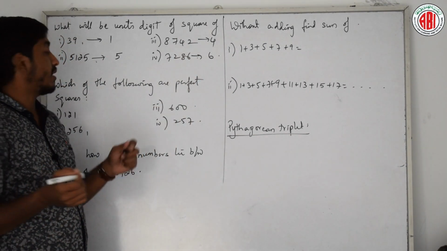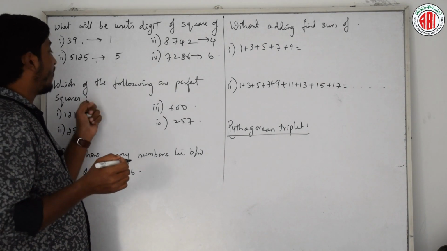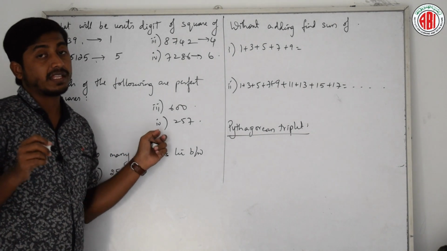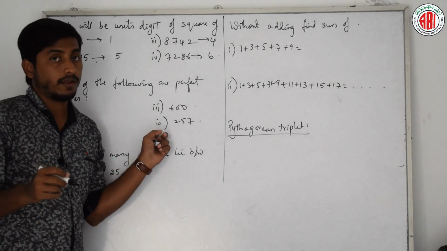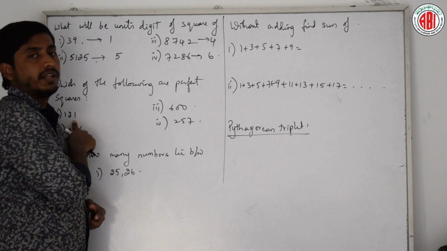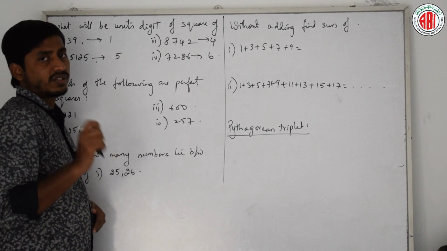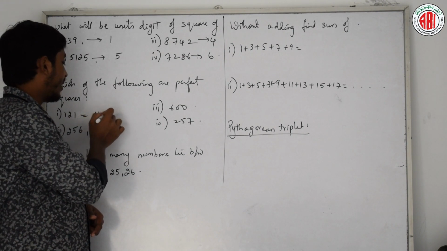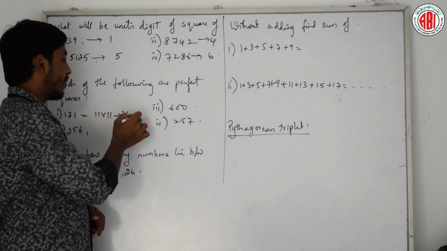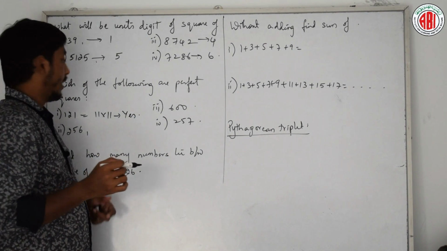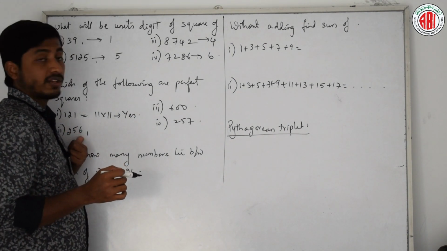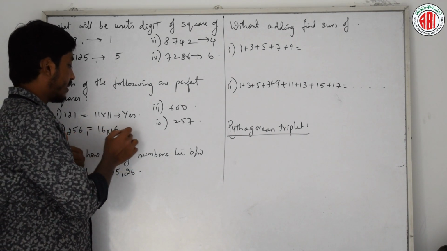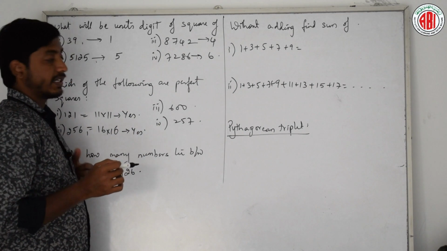Fine. Then the next question here is, which of the following are perfect squares? Here there are 4 numbers. We have to identify whether they are perfect squares or not. See here there is 1. 1 is a perfect square. There is a chance. Tell me for 121. 121 can be written as 11 into 11. Therefore, it is a perfect square. Second, look here, 256. 6, there is a chance. 256 can be written as 16 into 16. Therefore, it is also a perfect square.